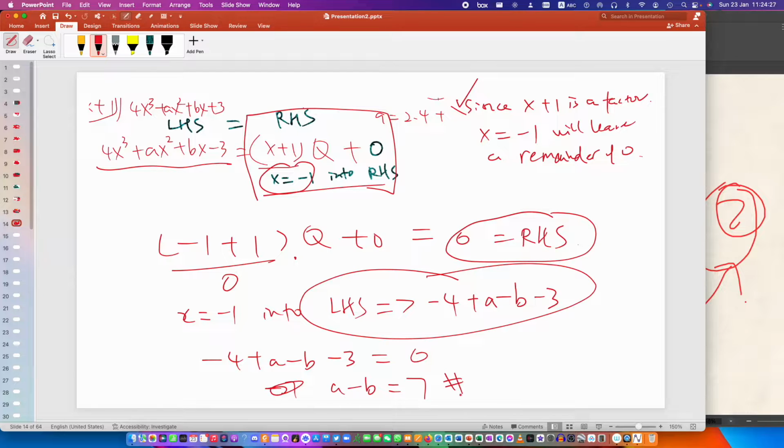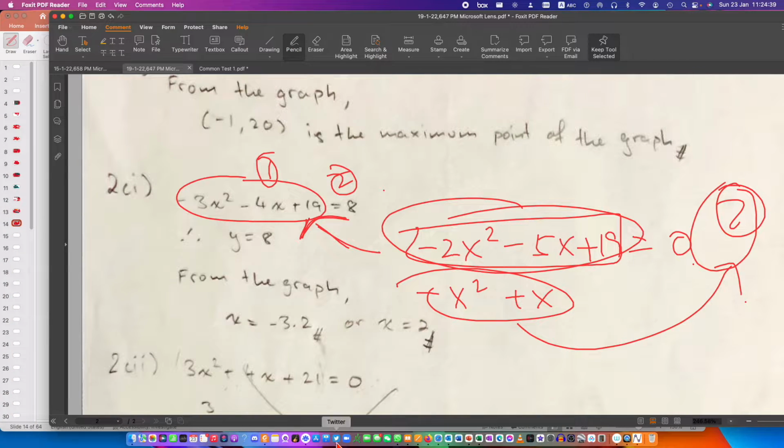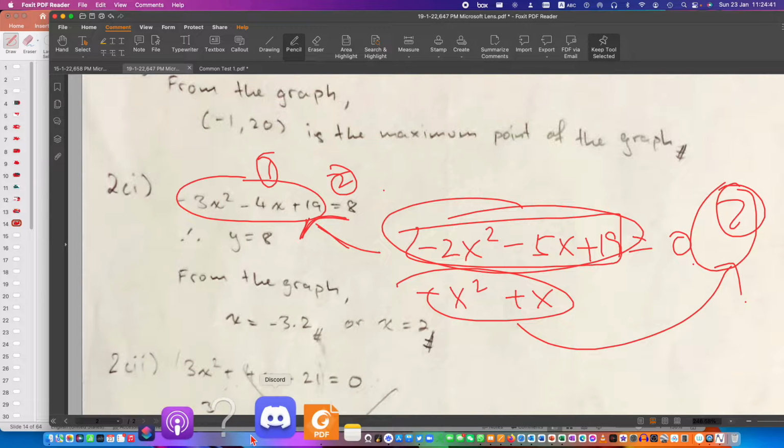You should end up with a simultaneous equation, 2 equations. So you can solve your a and b. So this is part 1. This is the step you need to show. Then now, this PDF.